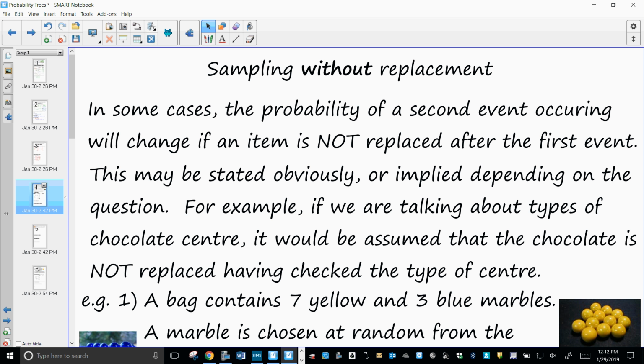It may be stated obviously or implied depending on the question. For example, if we're talking about types of chocolate centre, it would be assumed that the chocolate is not replaced having checked the type of centre. So it's not going to say the chocolate is not put back, but you would hope that you would realise that the chocolate wasn't put back. It's like you've got some tins or cans, whatever you call them, that have no labels, you've opened them up to see what's inside. You're not going to be able to put that back because you've opened it. Does that make sense?